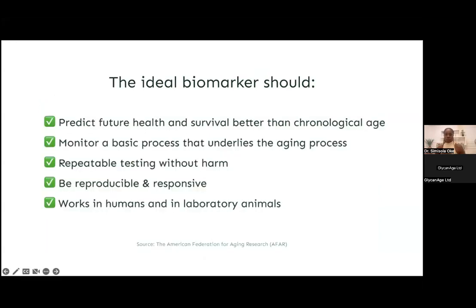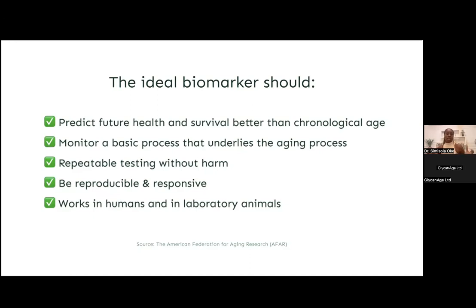When we think about biomarkers and biological age, typically a biomarker is used to determine what a biological age is. Now, what does a biomarker need to be in order to be successful? There are lots of different categories and criteria for this, but the one that's probably the most popular is the one that was put together by the American Federation of Aging Research.